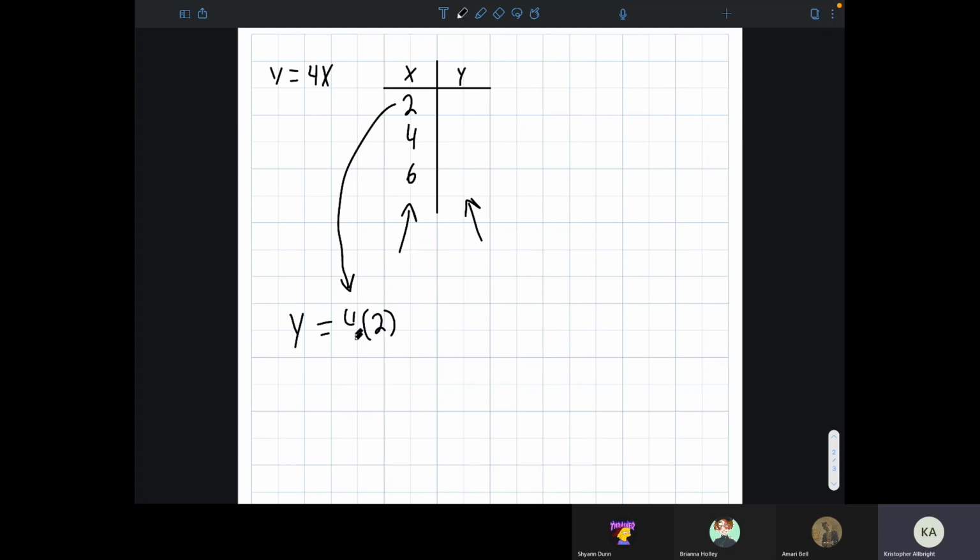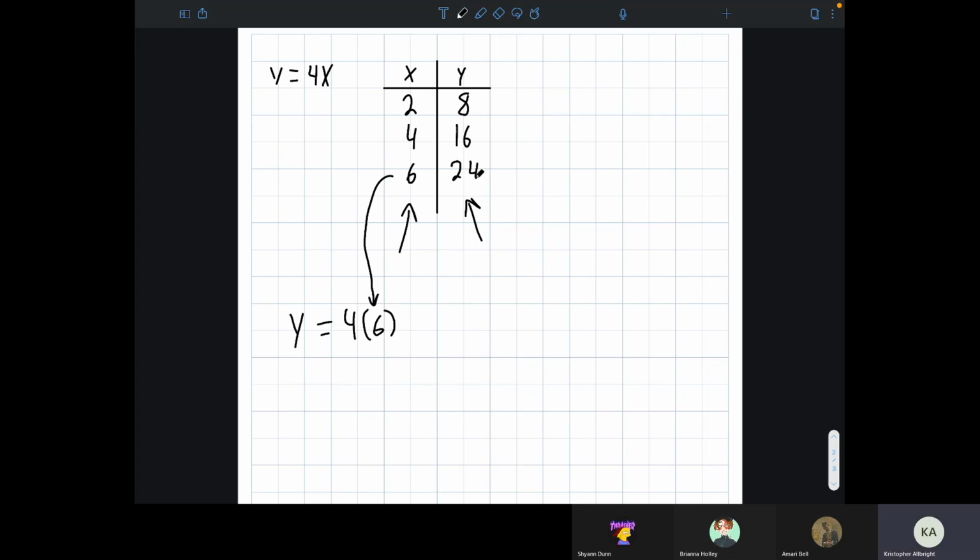4 times 2. And we're going to get 8 out. So now we plug in 4. And 4 comes from right here. So we're going to get 16. And now we plug in 6. And we're going to get 24.